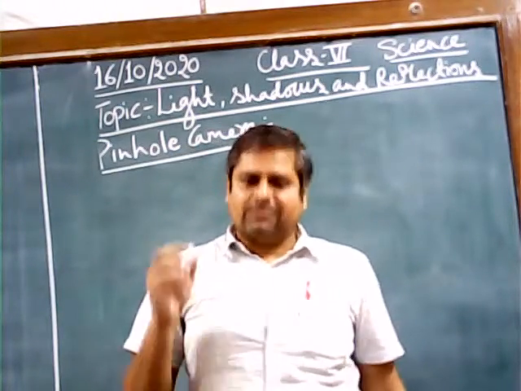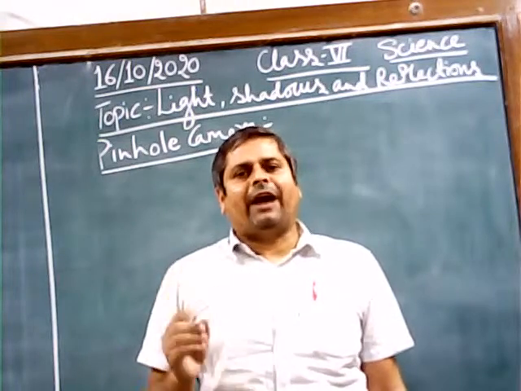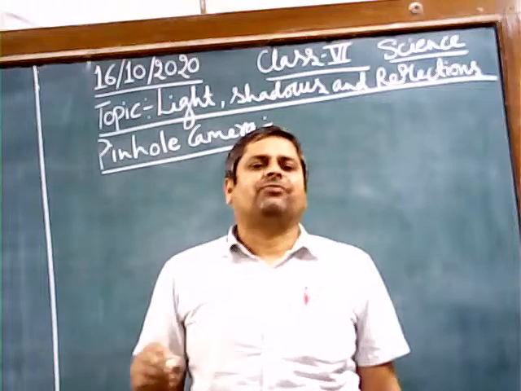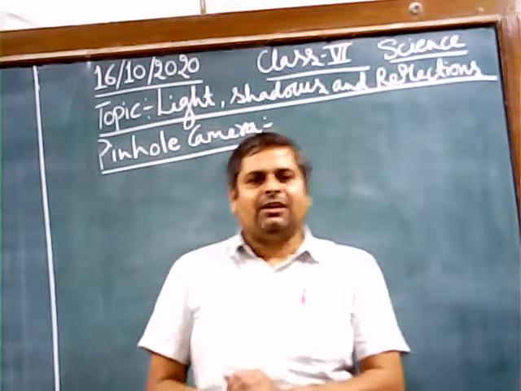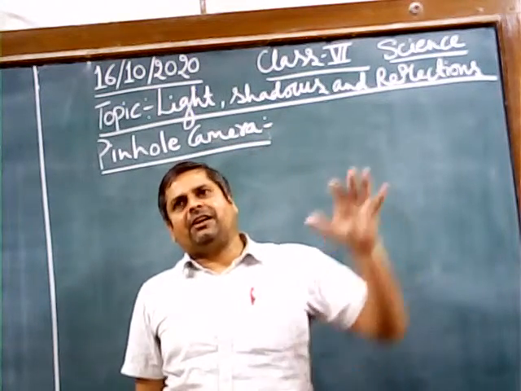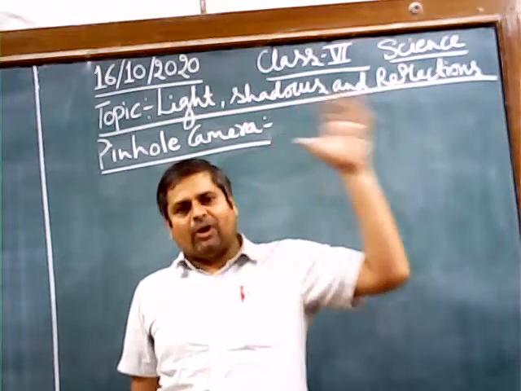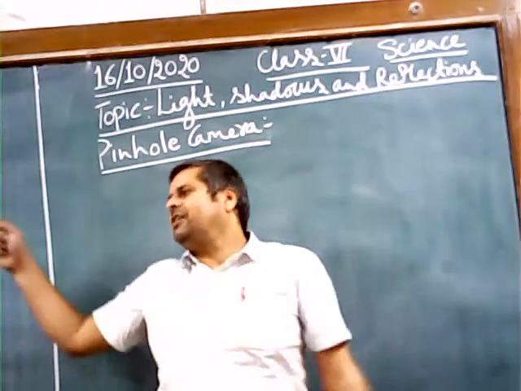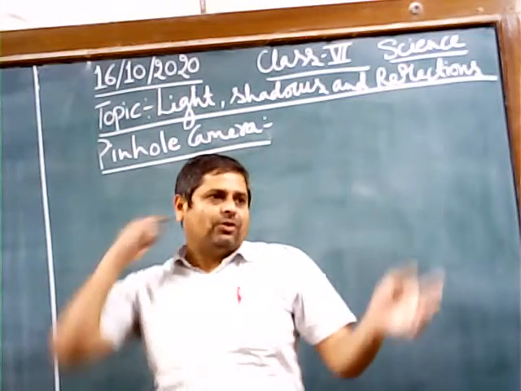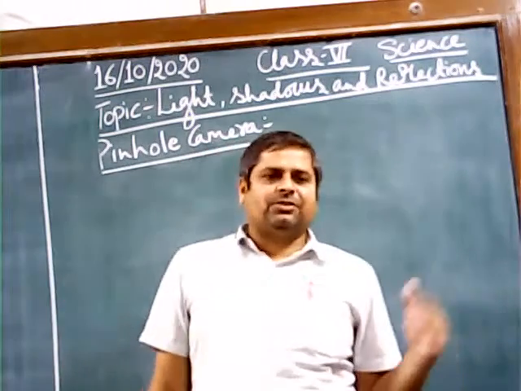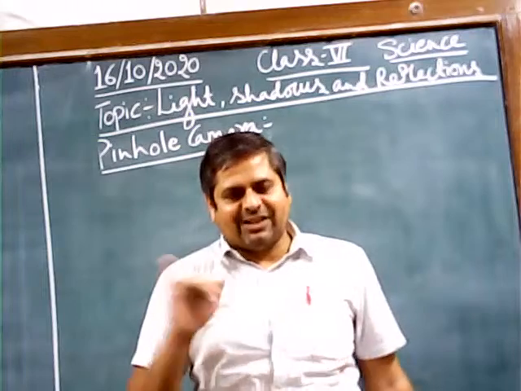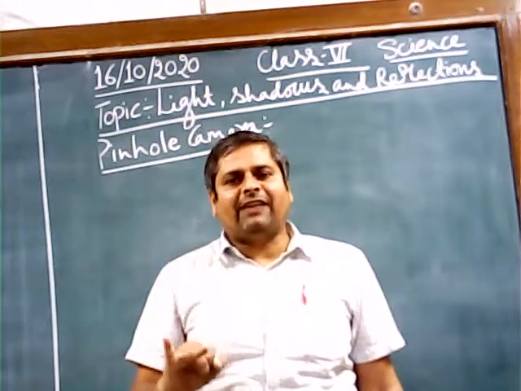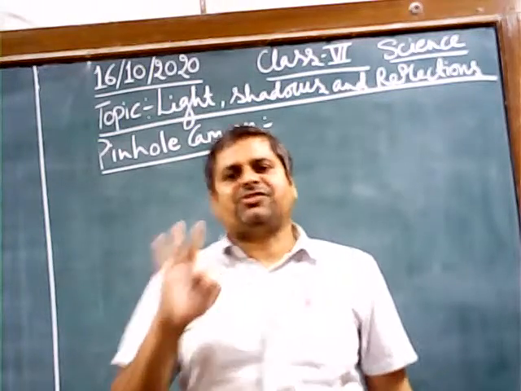So for formation of a shadow, we require a source of light, an opaque object, and a screen. You might have seen when you are playing in the evening, and light falls from a street light on you, you can see your shadow on the road. So this is shadow. Shadow requires three things: an opaque object, a source of light, and a screen.